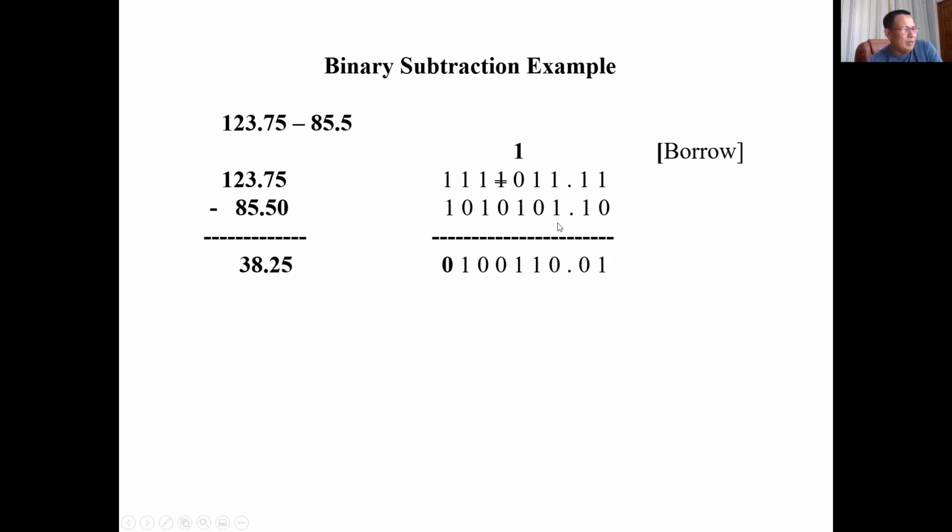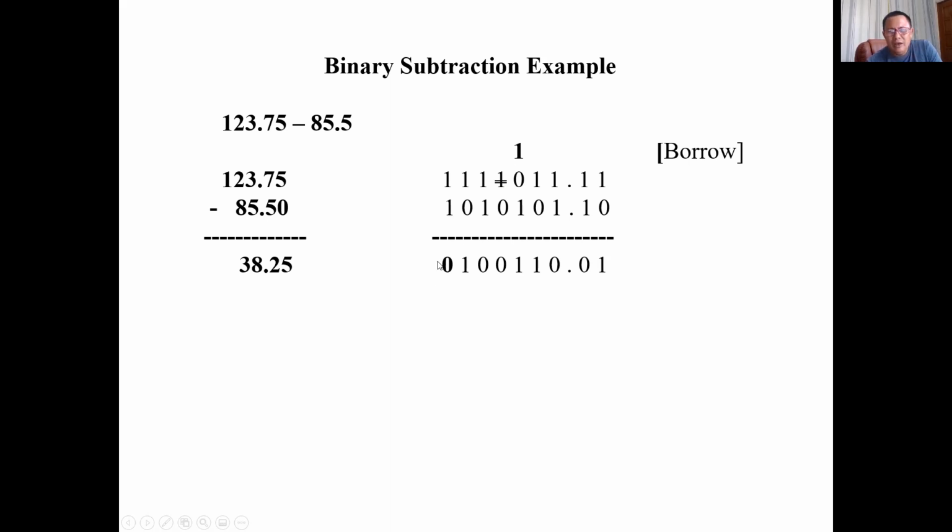We have 1 minus 0 is 1. 1 minus 1 is 0. 1 minus 1 is 0. 1 minus 0 is 1. Now 0 minus 1 cannot be, so we'll borrow 1. A borrow of 1 is like a borrow of 2. So 2 minus 1 is 1. Since we have erased this, it's now 0. 0 minus 0 is 0. 1 minus 1 is 0. 1 minus 0 is 1. 1 minus 1 is 0.